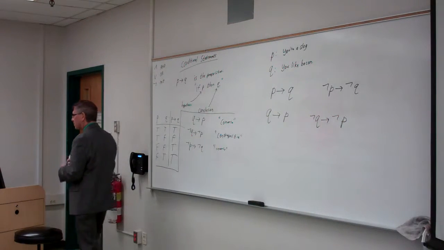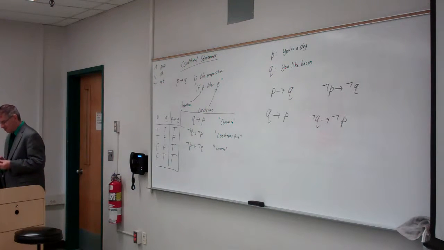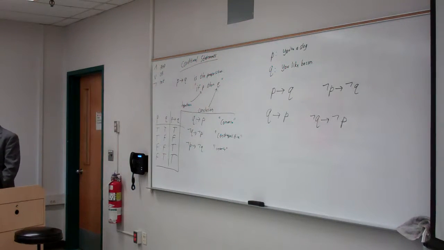If you don't like bacon, you're not a dog. That we can say, because if you're a dog, you like bacon. That's what P implies Q means. So if you don't like bacon, you must not be a dog.